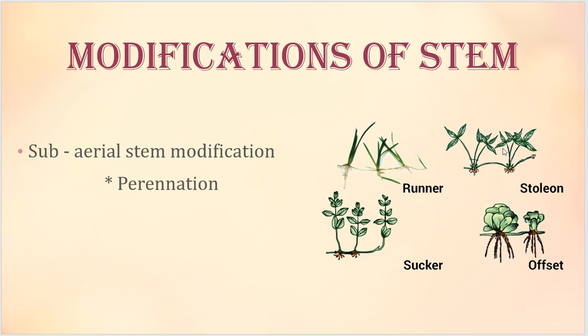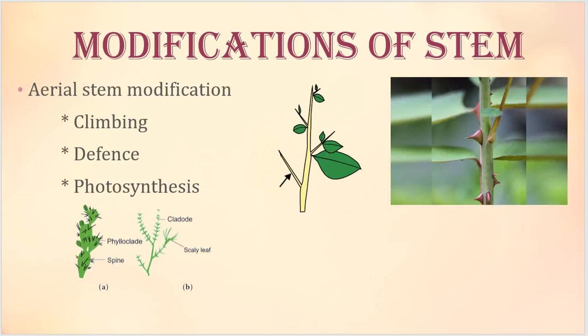Sucker is very oblique. Stolon would be a horizontal, arched runner. And the runner is very thin and slender, with long internodes. Runner and stolon have very long internodes. So this is about subaerial stem modification. And then we are learning the aerial stem modification. In aerial stem modification, some of the aerial parts of the stem are extremely modified to do some very special function. Here we are learning 4 different kinds of aerial stem modification.